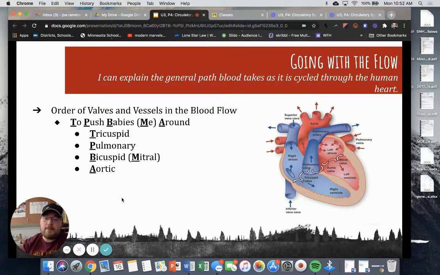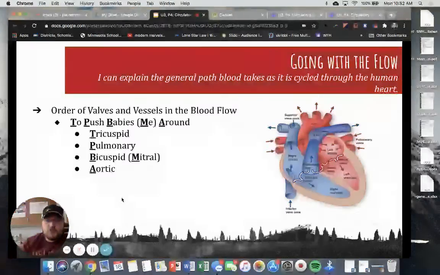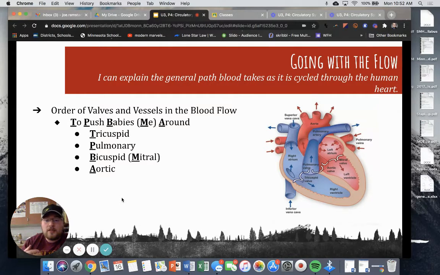So the acronym I want you to remember is "to push babies or me around." Tricuspid valve is the first valve in which blood enters. Then we go into the pulmonary, the bicuspid, and the aortic. To push babies or me around.